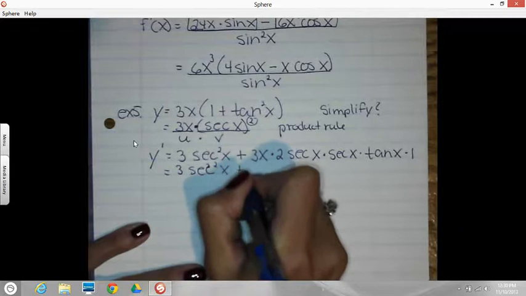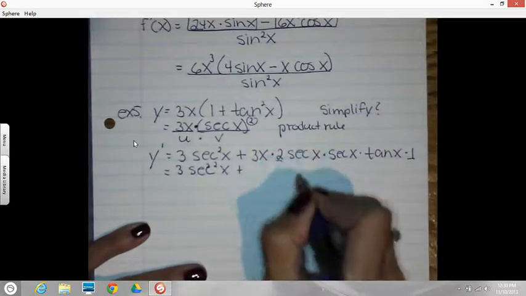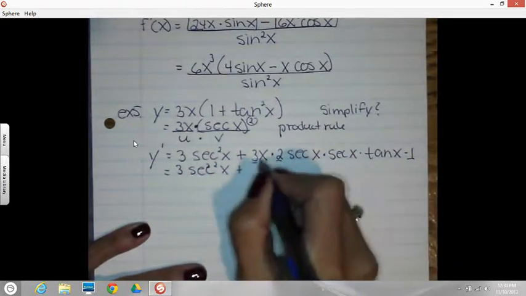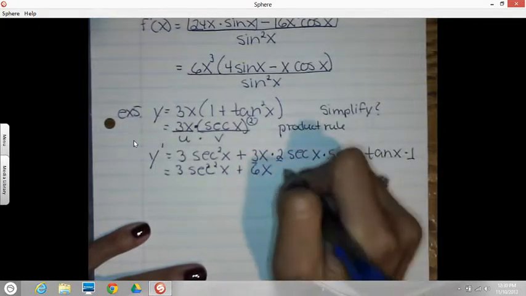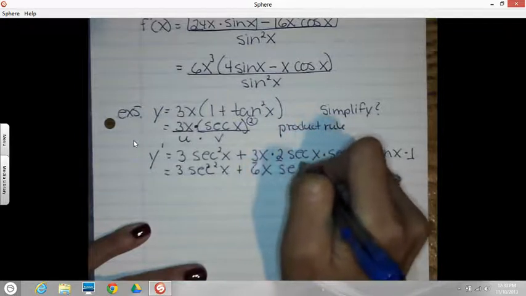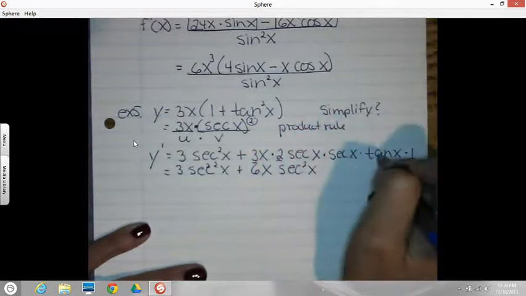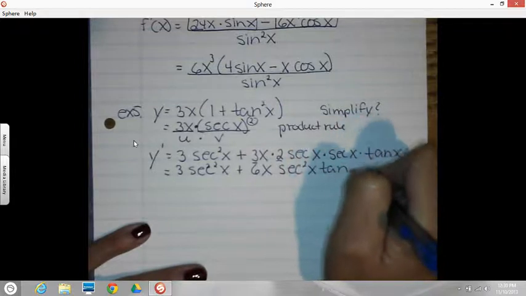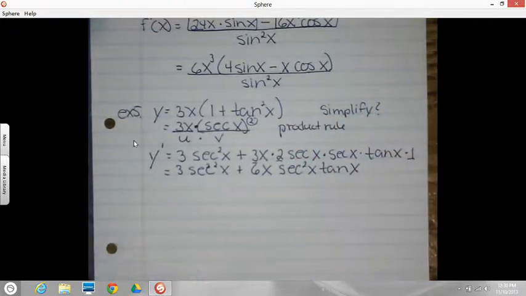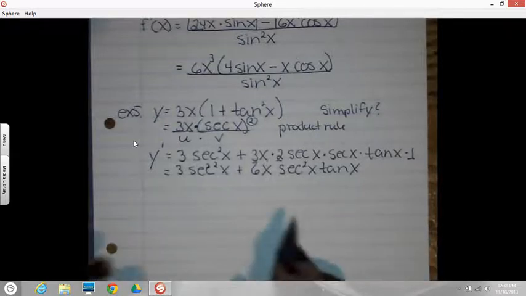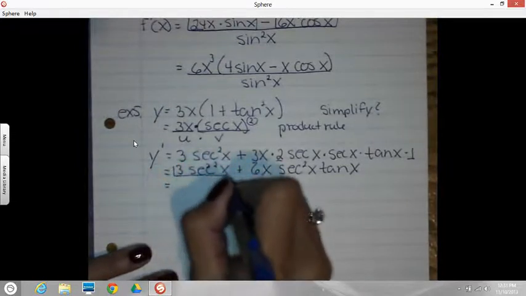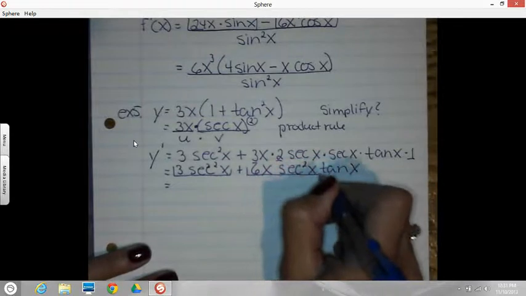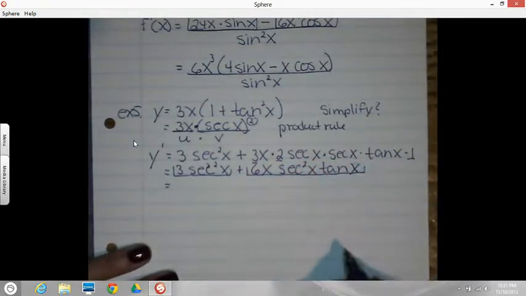Here I've got a 1, a 2, and a 3 all multiplied. That's going to give me 6x. I've got a secant times another secant. That's going to give me a secant squared. And times a tangent. We could factor this. I'm not sure we have to or not. We'll have to check the answers to see if he's factoring or not, but we'll practice it. 2 baskets. We usually just factor if something's going to simplify out, but I don't think anything's going to here.